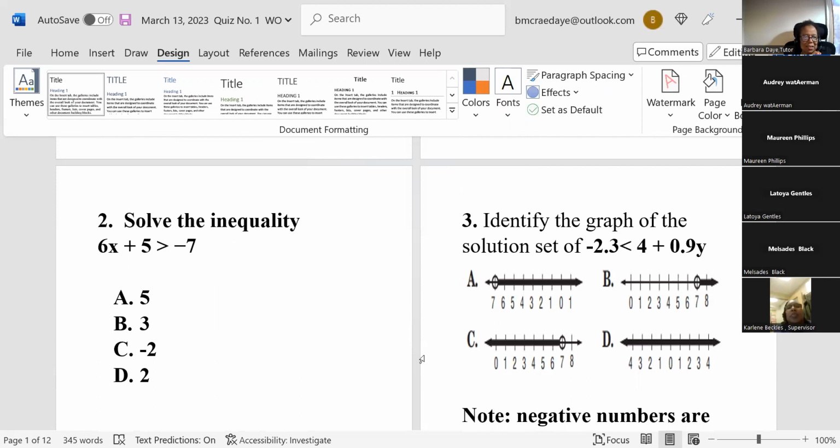You want to get your constants together, right? The 5 and the minus 7. So you subtract, and that will give you a minus 12. And then you divide it by 6, and you get a minus 2. So the answer is C.